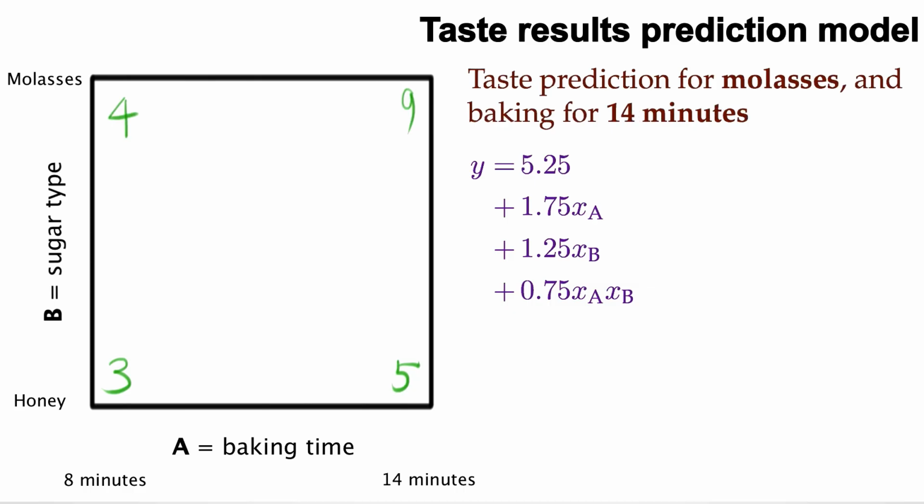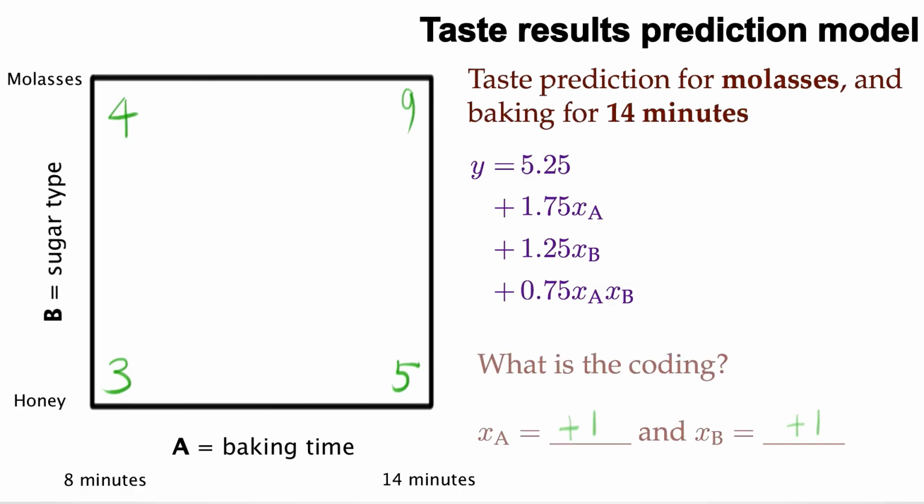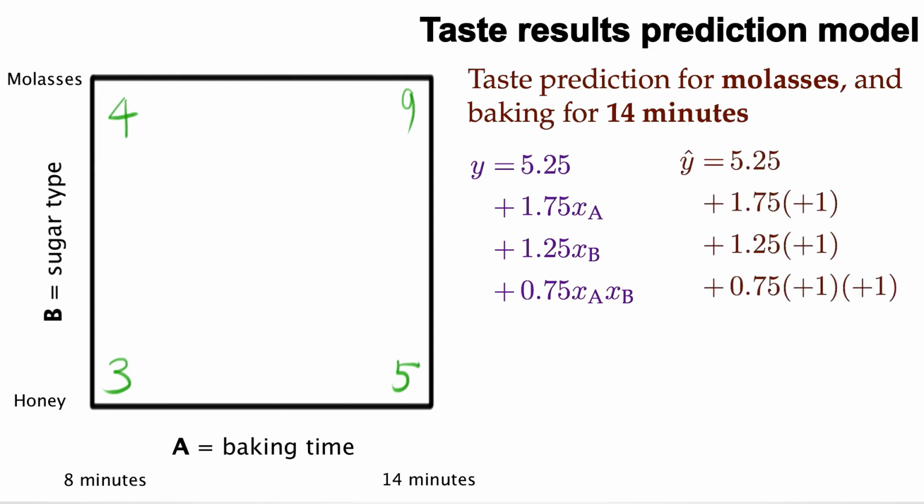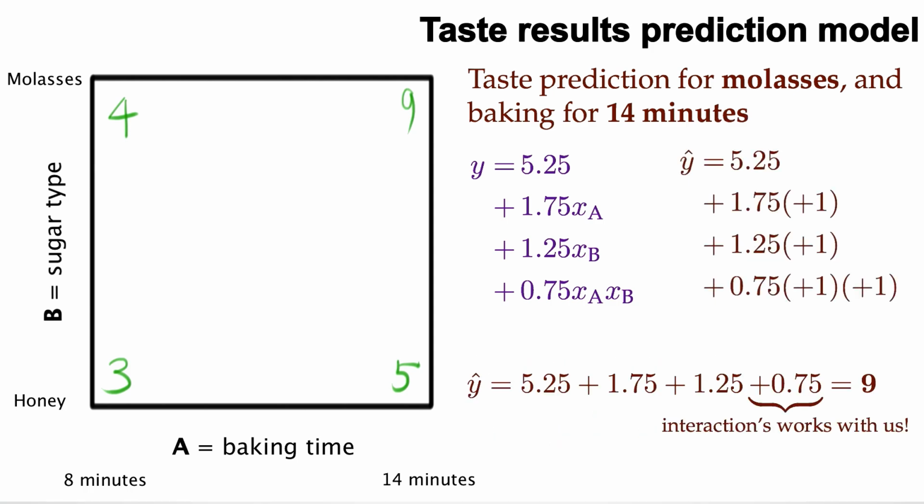Try it again, but using baking times of 14 minutes so that XA is a +1. So now our prediction is 5.25 plus an additional 1.75 for baking time, plus 1.25 for using molasses, and now the interaction works in our favor by adding 0.75 units for taste. This gets us a cumulative total of 9 units.